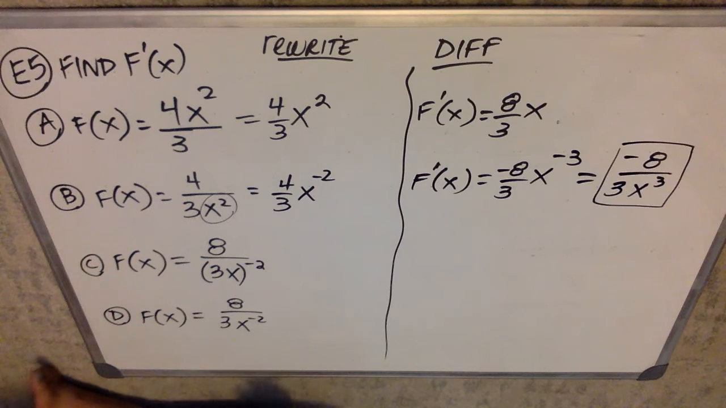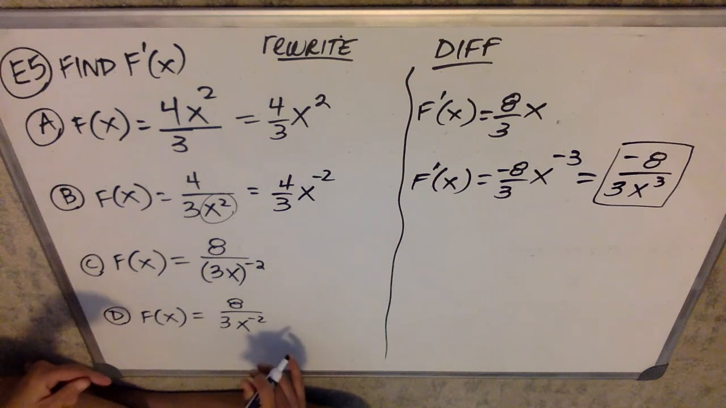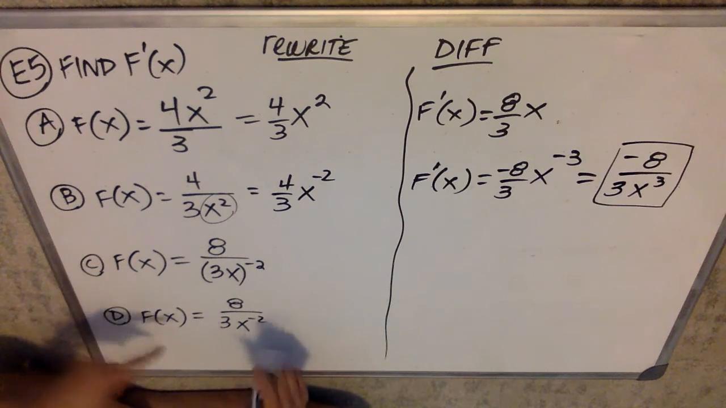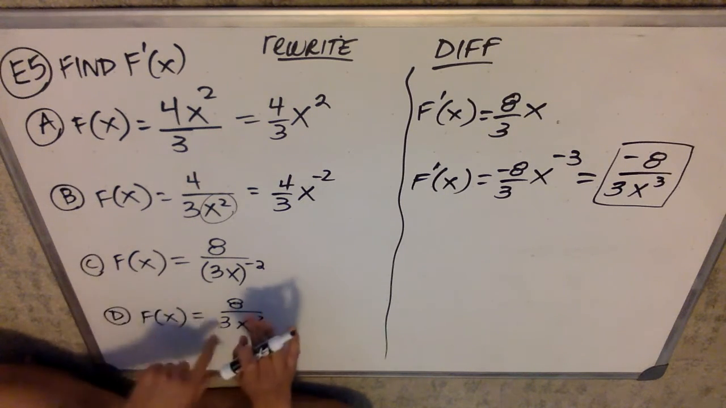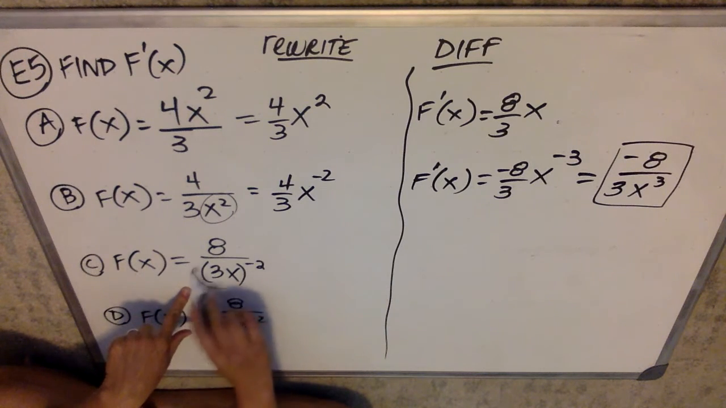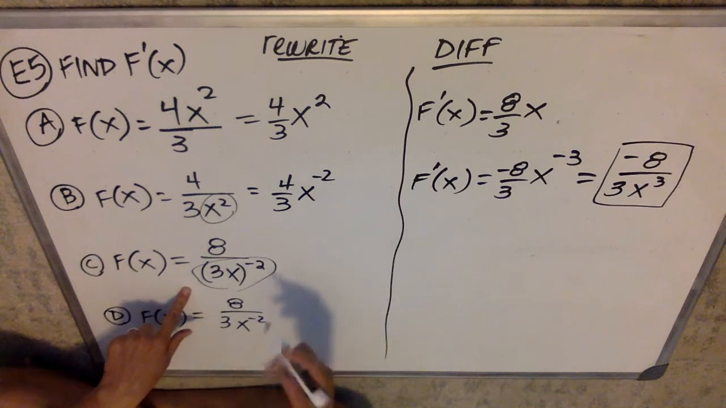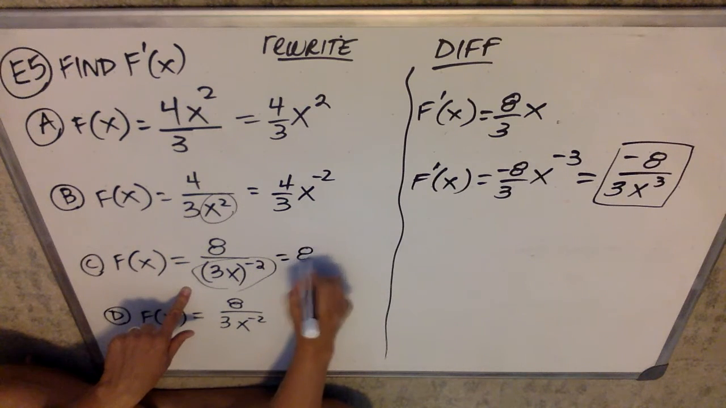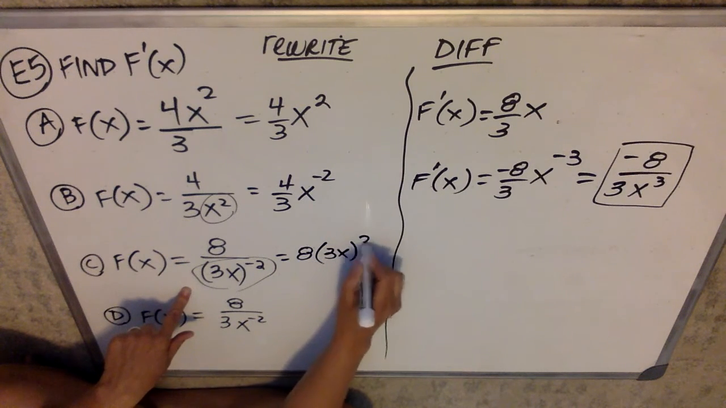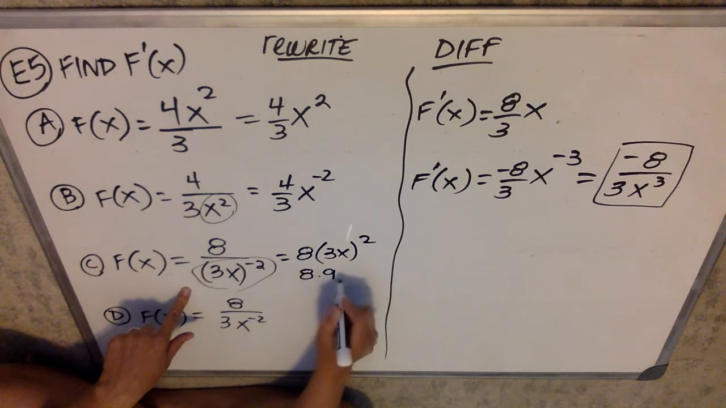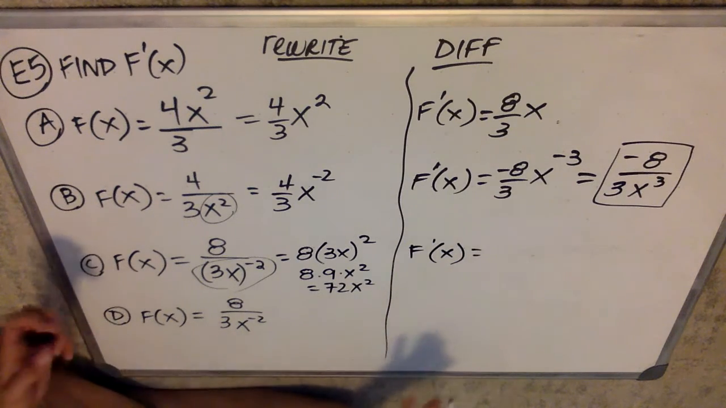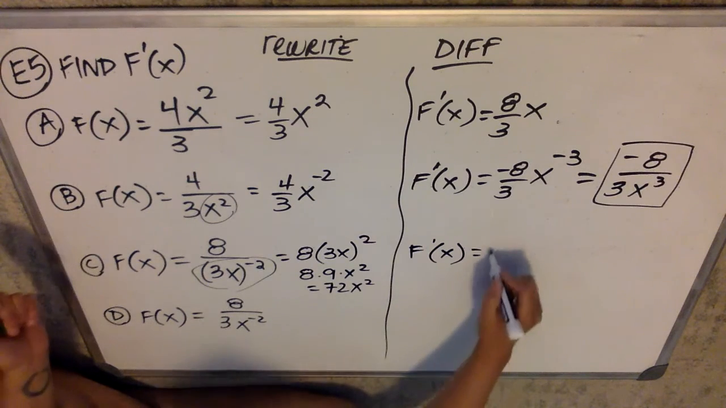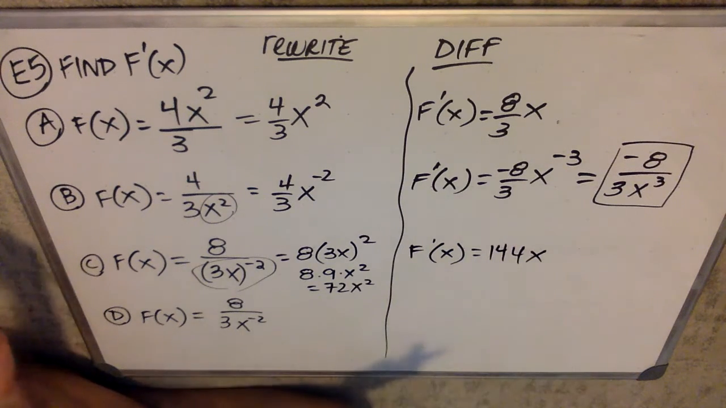Now, for C and D, there's an important difference here, right? The important difference for C and D is basically whether this 3 is included in that negative 2 power. So for C, this entire expression can get flipped up to the other floor because of that negative exponent. So this is the same as an 8 times a 3x quantity squared, which is an 8 times a 9 times an x squared. This thing is a 72x squared, right? So that means that my f prime is just going to be 2 times 72, which would be a 144, x to the first, and that's it.